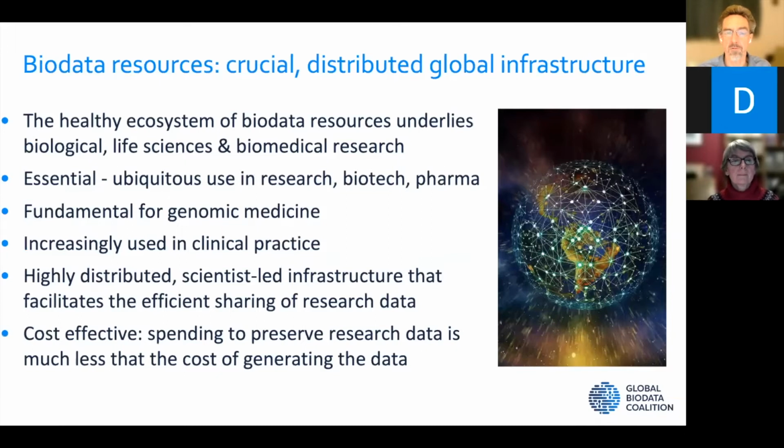Biodata resources form a crucial distributed global infrastructure. And by distributed, we mean that they are physically located, managed by, and supported by funders and scientists around the world. They're also used by scientists around the world. They're fundamental for all life sciences research and increasingly for medicine. And they're cost effective. Spending to preserve research data and to provide added value analysis of those data is certainly much less expensive than regenerating data de novo for every new experiment.